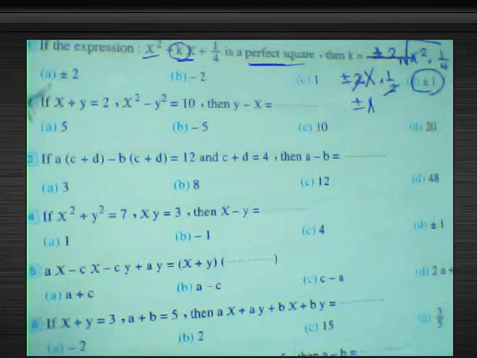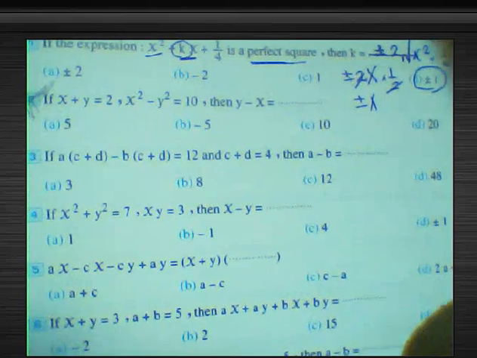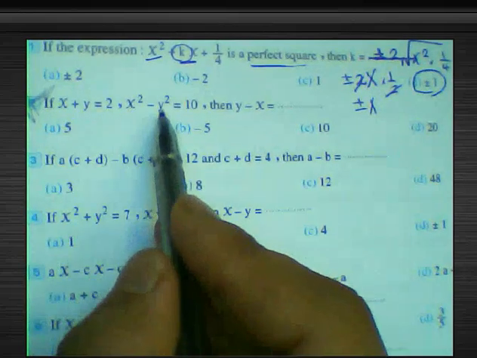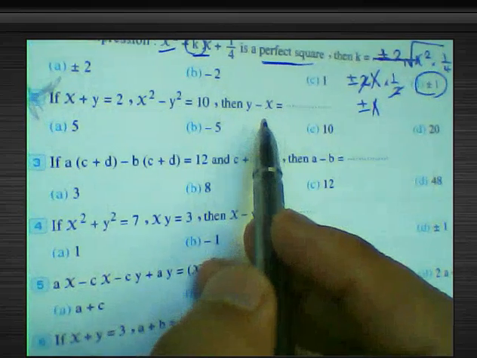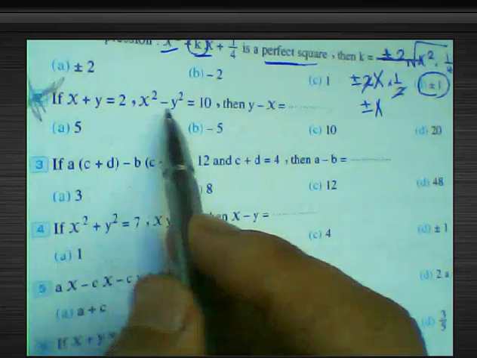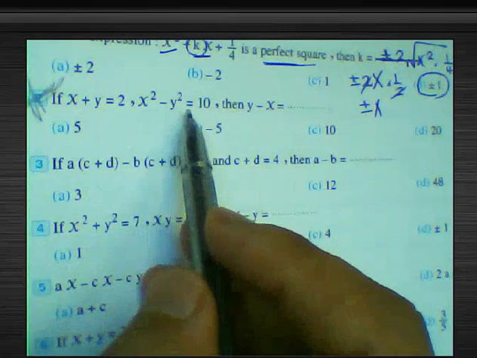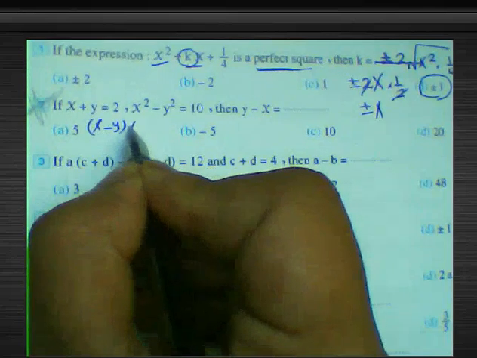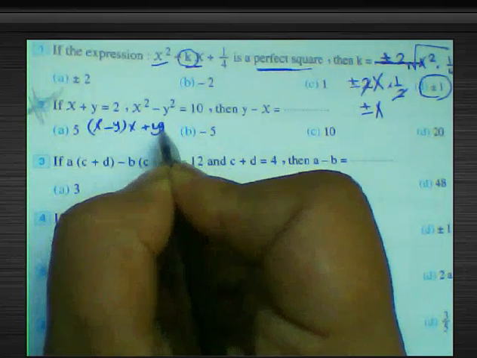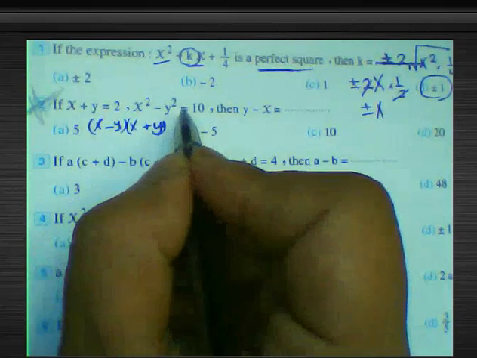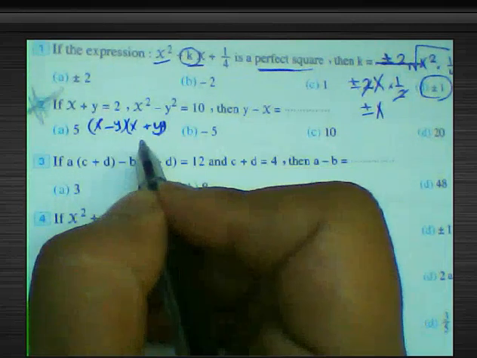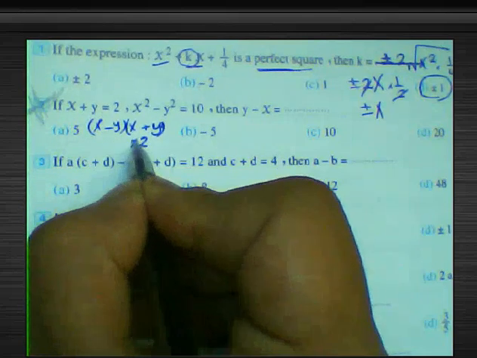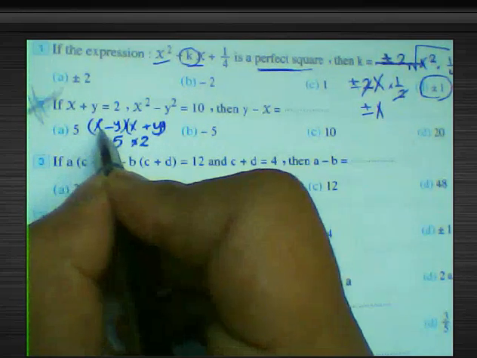Question number 2, if x plus y equal 2 and x power 2 subtract y power 2 equal 10, then y minus x equals blank. We can factorize this expression, x power 2 subtract y power 2, x minus y multiply x plus y. He gives us x power 2 subtract y power 2 equal 10. Then x plus y equal 2, so 2 multiply by 5 equal 10. Then x subtract y equal 5.